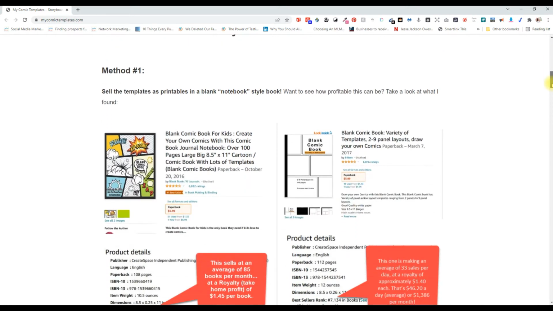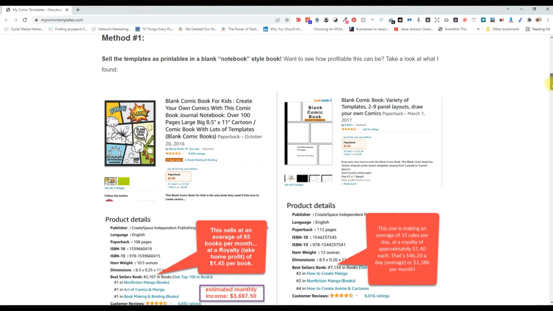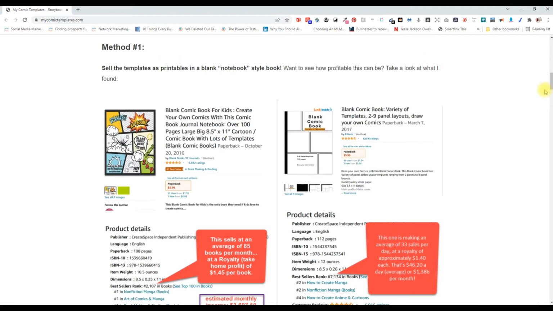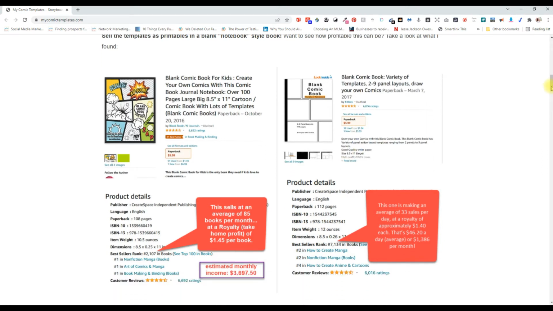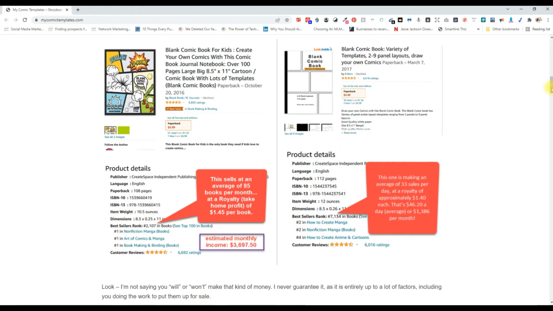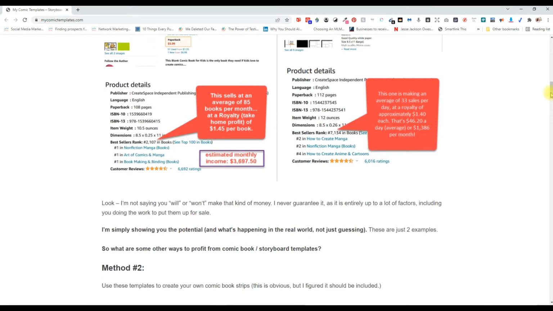So the first is, these templates actually sell on Amazon as blank notebook type books, except they're comics. And people who want to make their own comics will buy them and then draw their own stories, which I think is pretty cool. I'm not an artist, so I think that's really cool that people do that. But comics, as you know, are always in. Doesn't really matter what century we're in. They've always been popular since they came out.